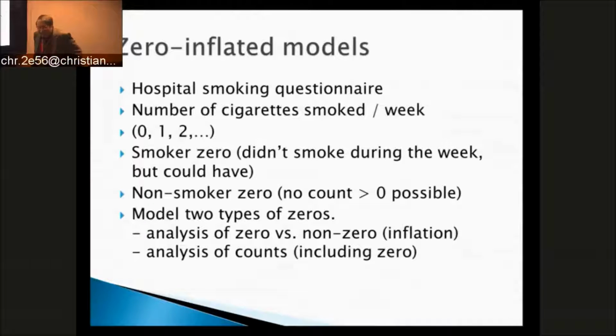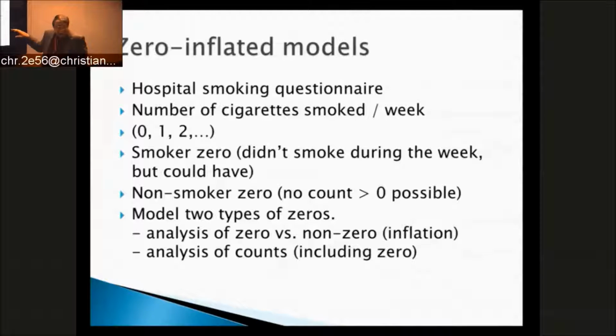So okay, you can have two kinds of zeros here. You can have what I call a smoker zero. That is a person who is a smoker, but he or she didn't actually smoke during the week. Maybe they're trying to quit. So during that time period when they counted the number of cigarettes you smoked, they didn't smoke. So that's one zero. But you can also have what I call the non-smoker zero.